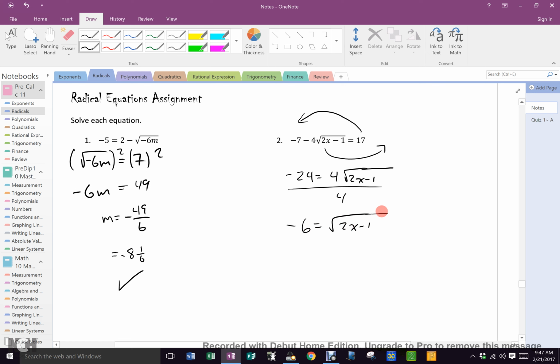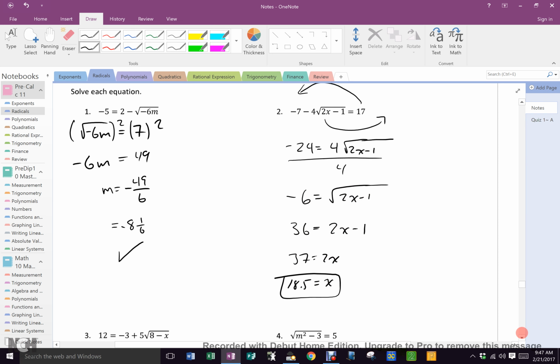Now what? Square both sides. 36 equals 2x minus 1. 37 equals 2x. 18.5. Yeah? Then what? Put it back in. Does it work? No. It does not work.